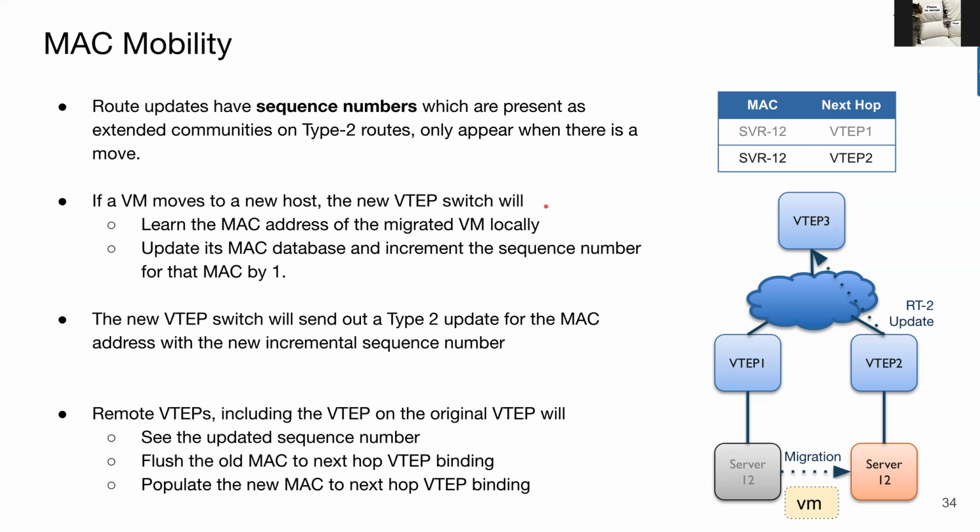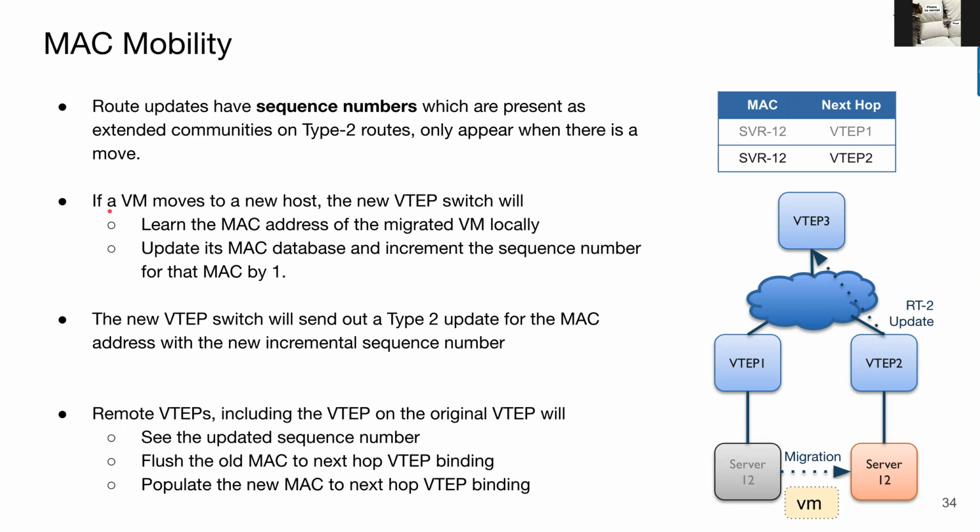All right, so let's talk about MAC mobility. And if we've got a lot of vMotion going on in a network, how are we going to handle that with EVPN? The answer is that our route updates have sequence numbers that are in our extended communities. So yet another piece of information that, if we're not sending extended communities, will cause a problem. And these sequence numbers will be updated when there's a move.